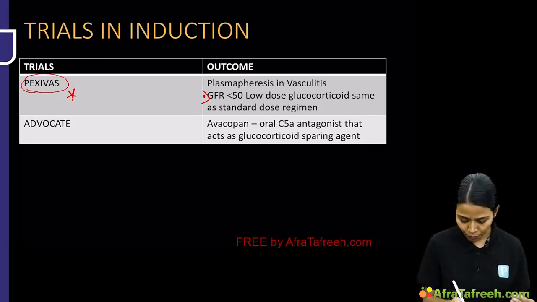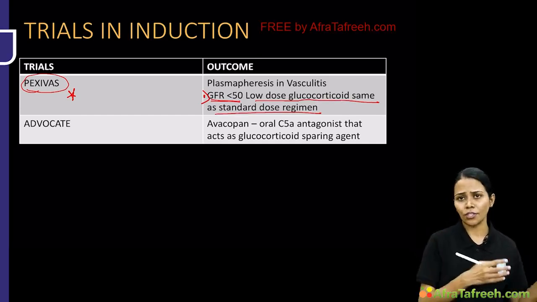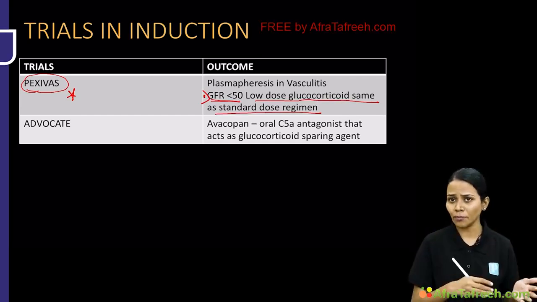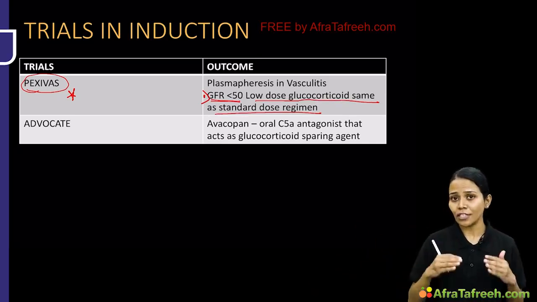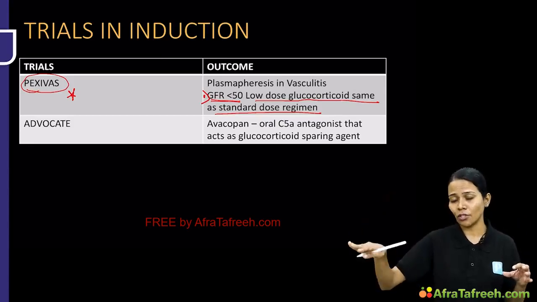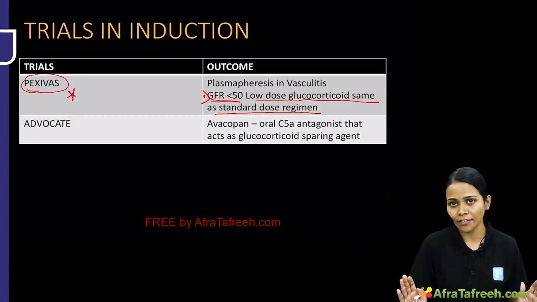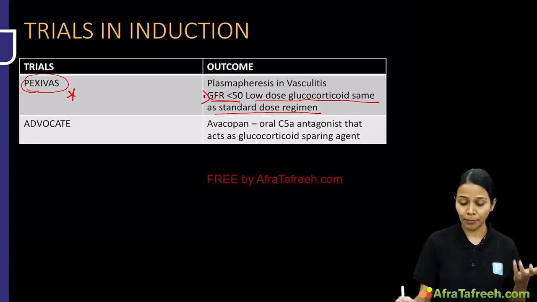But in the first part of the trial, it showed that when GFR is less than 50, low dose glucocorticoid is the same as the standard dose regimen, because we used to give high dose steroid, that is pulse steroid followed by 1 mg per kg for 2 to 3 months, then we used to taper. So this trial showed that the low dose steroid is the same as higher dose steroid when given in GFR less than 50. Because of this, a lot of steroid toxicity can be eliminated.